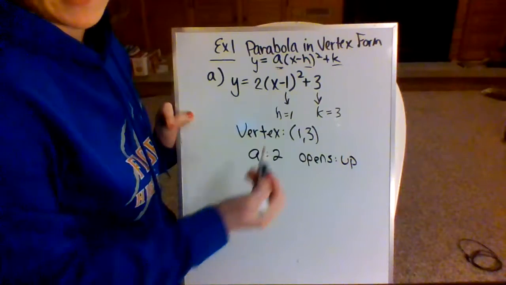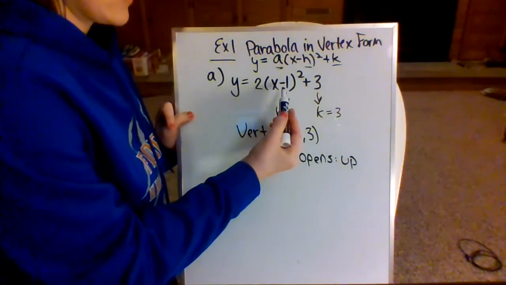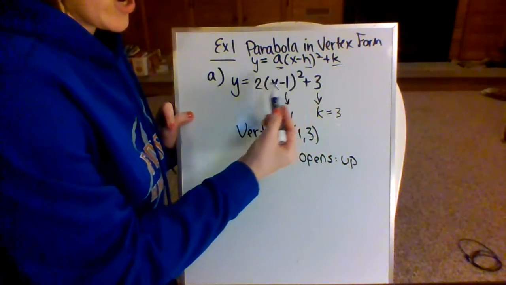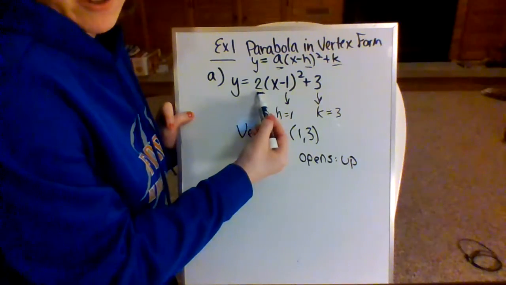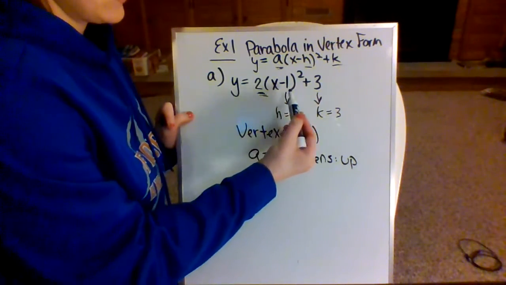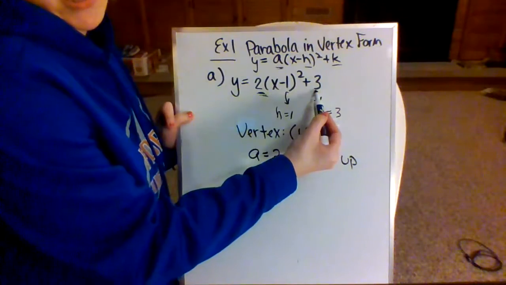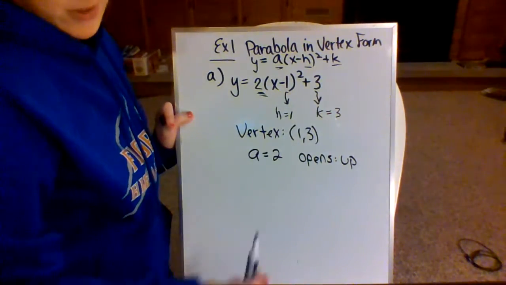Okay, so you look in front of x minus h squared, and that is your a value. It will tell you if it opens up or down. Then h and k are the vertex. Alright, so we're going to try another one.